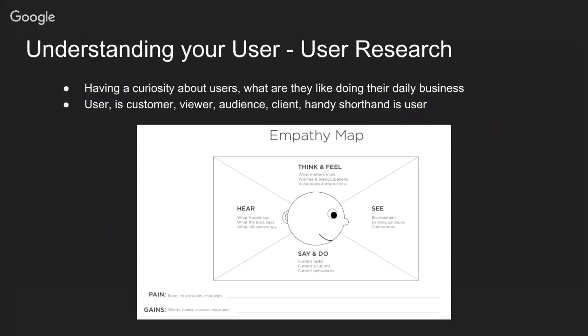We should also consider, on the hear side, what their friends are saying, what their bosses are saying, what their influencers are saying, and think about their pains and gains. Their pains are their fears, frustrations, and obstacles, and their gains are their wants, needs, and success measures. So from my experience, I would go and observe a user, and you could hear other users in the background. While this one user is going through the process, another user, you could hear them in the background saying, "Oh yeah, I don't like it when..." You have to pay attention to them in their element, in their environment.